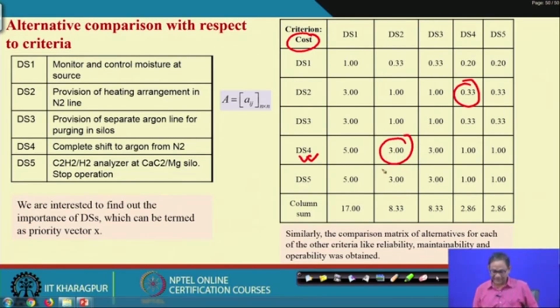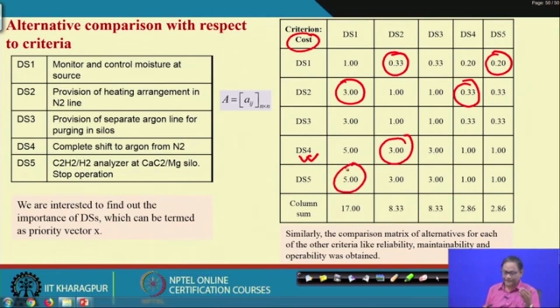Okay. Similarly, if I consider DS2 here, the cost of DS2 is 3 times more than DS1. So, then the reciprocal will be 0.33 again. Like this, DS5, that is 0.25, DS1 is 0.2 times DS5, so then DS5 will be 5 times DS1, in the same manner given by the experts. Okay.